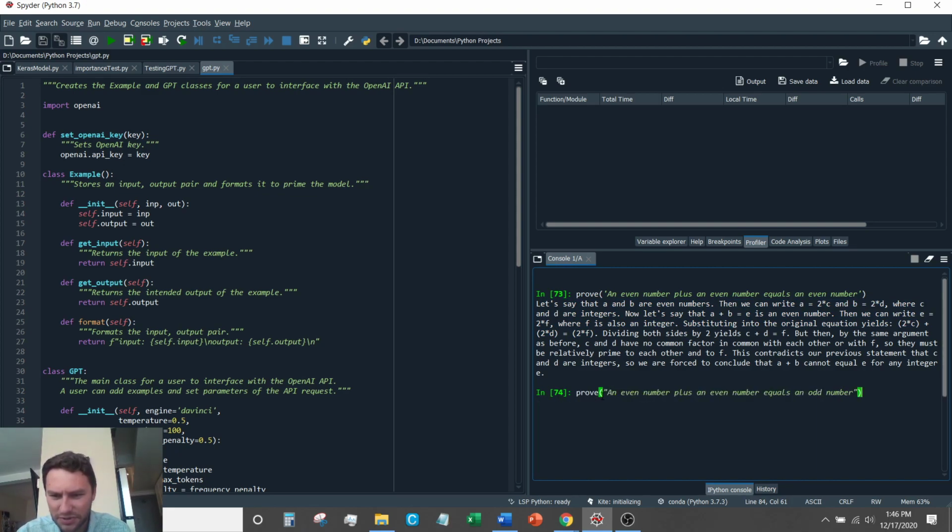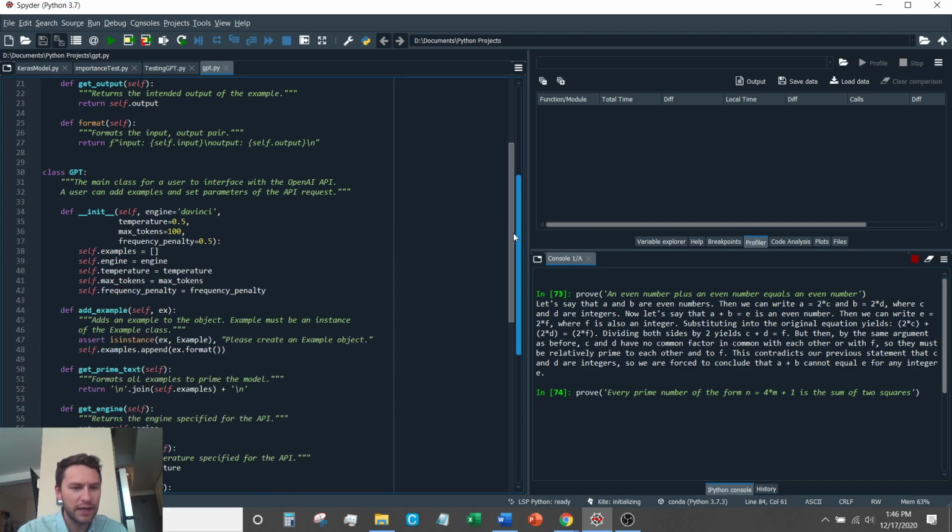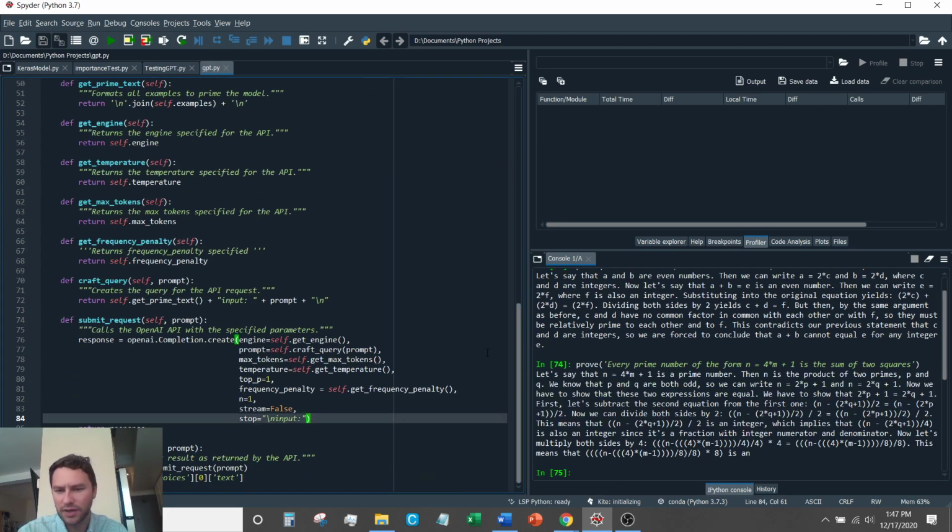I had some prepped examples here. Another theorem. Every prime number of the form n equals 4 times m plus 1 is the sum of 2 squares. So that's also a proven theorem that you can work out. We'll go through it, but you can look up the answers there online. So I've sent that out to the API and it's just crunching now. Give that a few seconds. Also, here's the API that I'm using. Essentially, we create a GPT prompt instance that we send out.